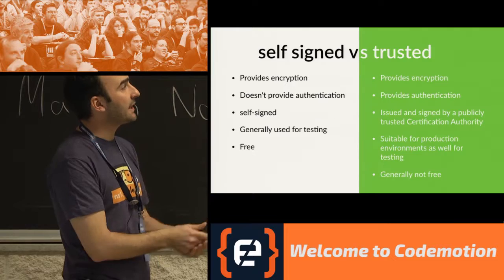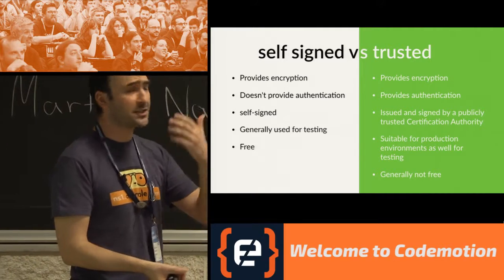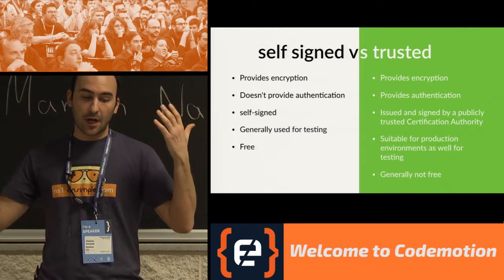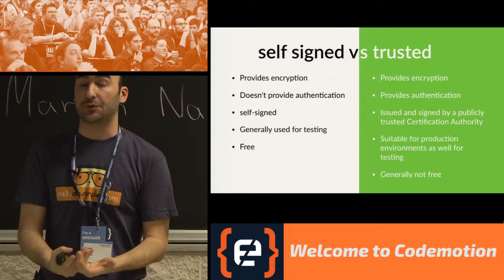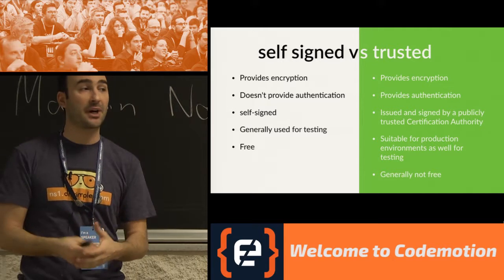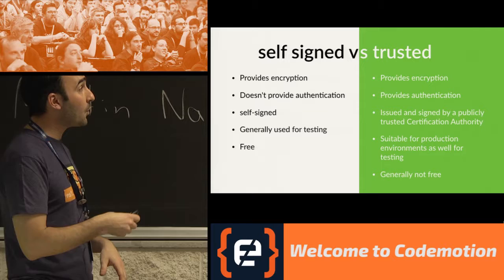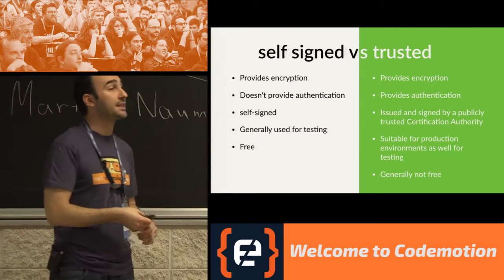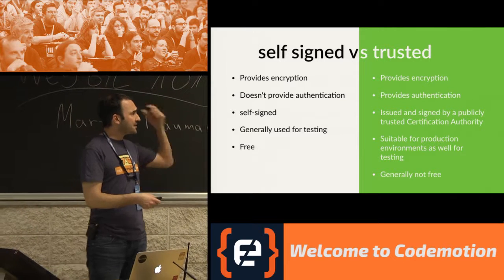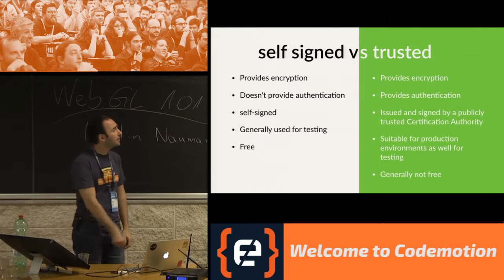So how can you obtain an SSL certificate? You have two different kinds of certificates. You have the self-signed and you have the trusted. That's the main difference. Both provide encryption. The problem is that the self-signed is generated by you, and it doesn't provide trust. The trusted one, issued by a certification authority, is trusted and provides also authentication on top. The self-signed is generally used for testing, and it's free because you can generate that on your machine.